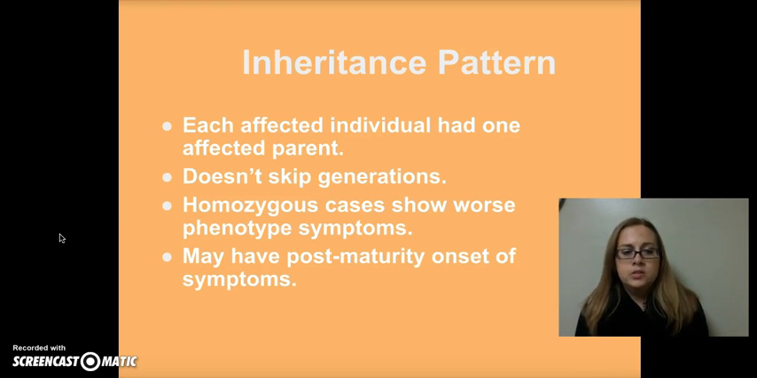So with the inheritance pattern here, each affected individual had one parent that was also affected because they had at least one dominant allele that they had to get from at least one parent. So because of that, this does not skip generations the way that recessive disorders do. A lot of times homozygous cases show worse phenotype symptoms than heterozygous cases. And several of these have post-maturity onset.